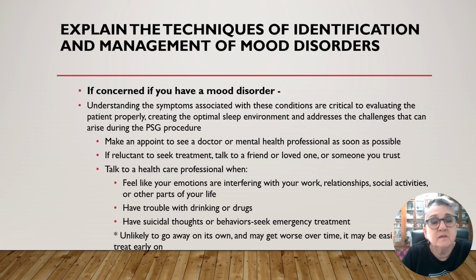Make an appointment to see the doctor or mental health professional as soon as possible. If reluctant to seek treatment, talk to a friend or a loved one or someone you trust. Talk to a healthcare professional when you feel like your emotions are interfering with your work, relationships, and social activities, or other parts of your life. If you have trouble with drinking or drugs, or you have suicidal thoughts or behaviors, seek emergency treatment.